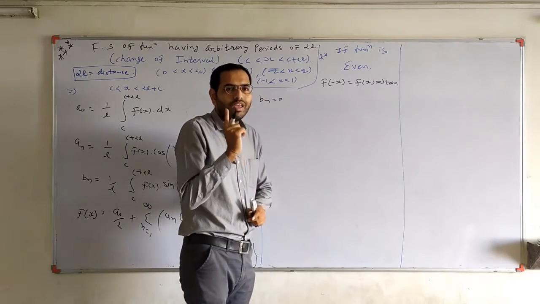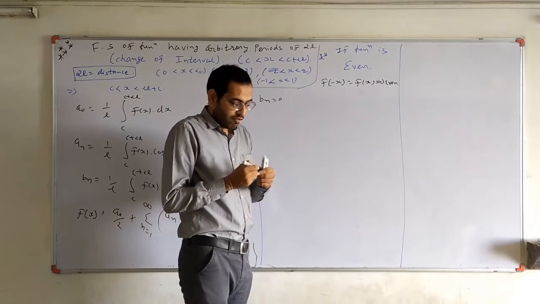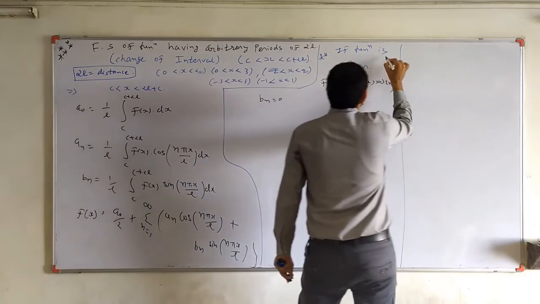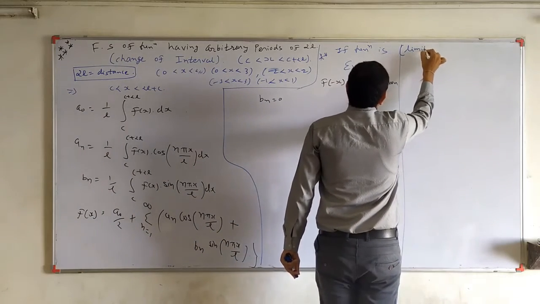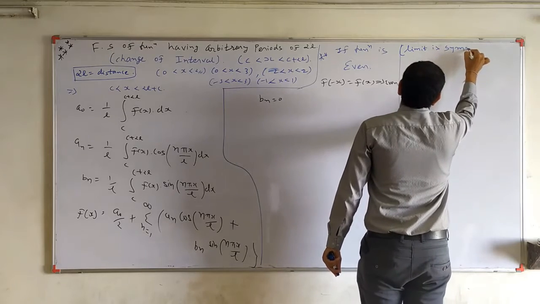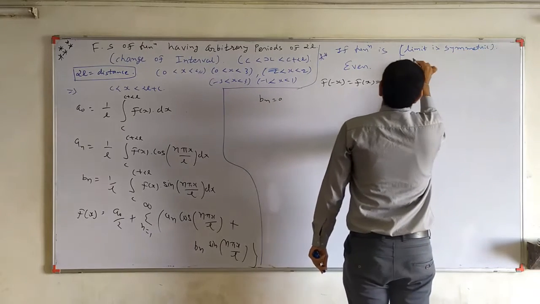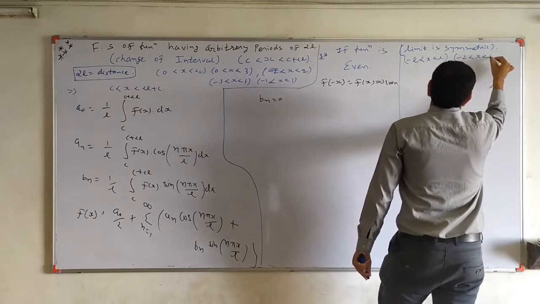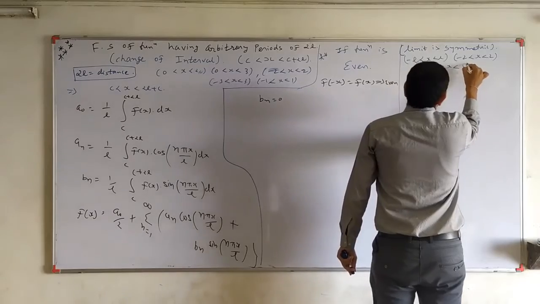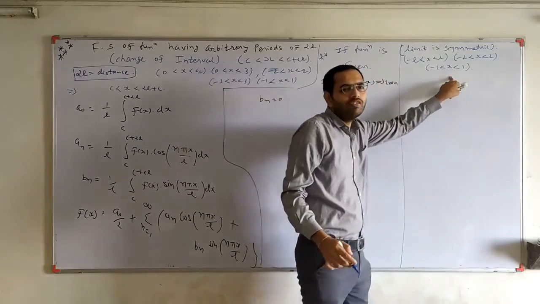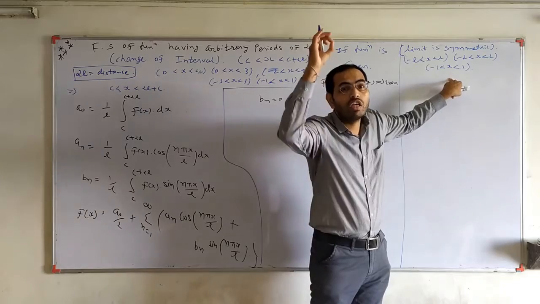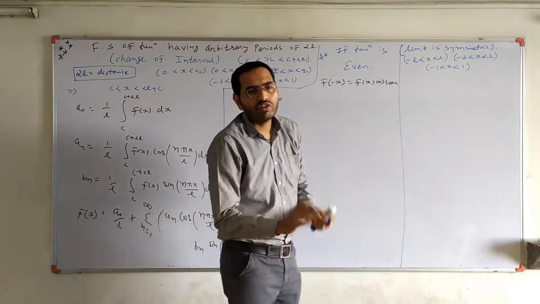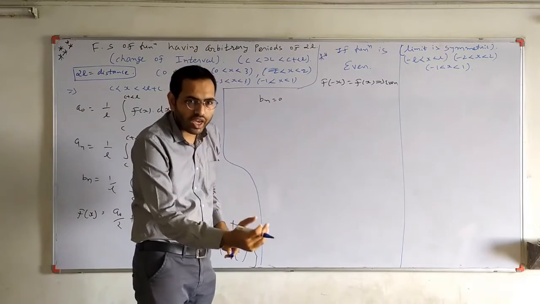But the first thing we must remember is that when we use even and odd functions, our limit is symmetric. Symmetric means we have arbitrary periods minus l to l, like minus 2 less than x less than 2, or minus 1 less than x less than 1. If this type of interval is given in the question, then we use the even and odd function concept and check whether the function is even or not.